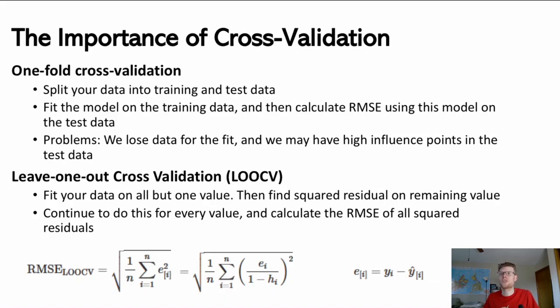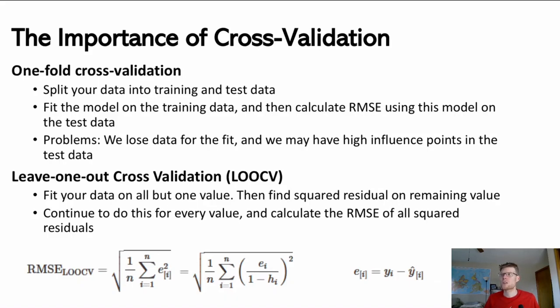One disadvantage to this one-fold approach is that we lose data for the fitting process, right? So if we only use about 80% for our training data and 20% for our test data, that might be a significant amount of data that we're leaving out that would otherwise help us make a better fitting model. So instead, what we might consider doing is what's called a leave one out cross-validation process.